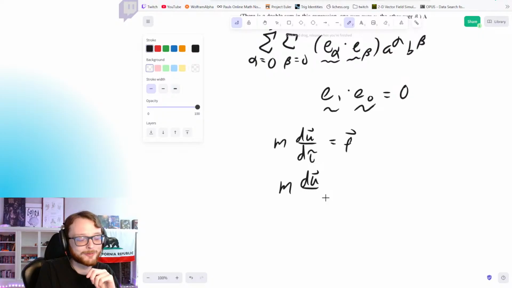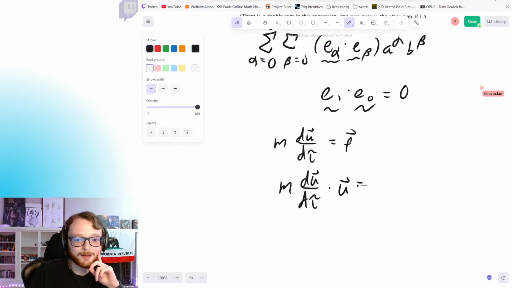What I thought they were doing with this, I thought they were starting from the F equals MA thing, and I thought they were dotting each side with U. I don't think they are, but I thought that they were doing that, and then somehow saying that you can randomly draw in parentheses to make it U dot U and then differentiate on the outside. But I think that's completely wrong.